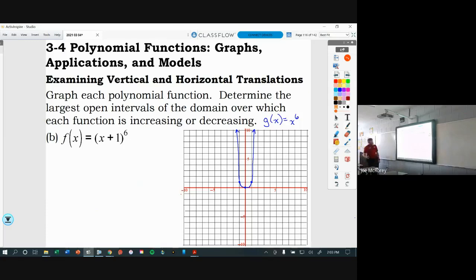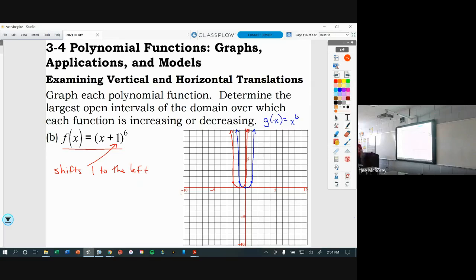So what does that plus 1 do? It moves it to the left. So I'm going to take every one of those points and move it 1 to the left. So it's still kind of flat down here as it's approaching 0 and negative 2. And then it's almost straight up.